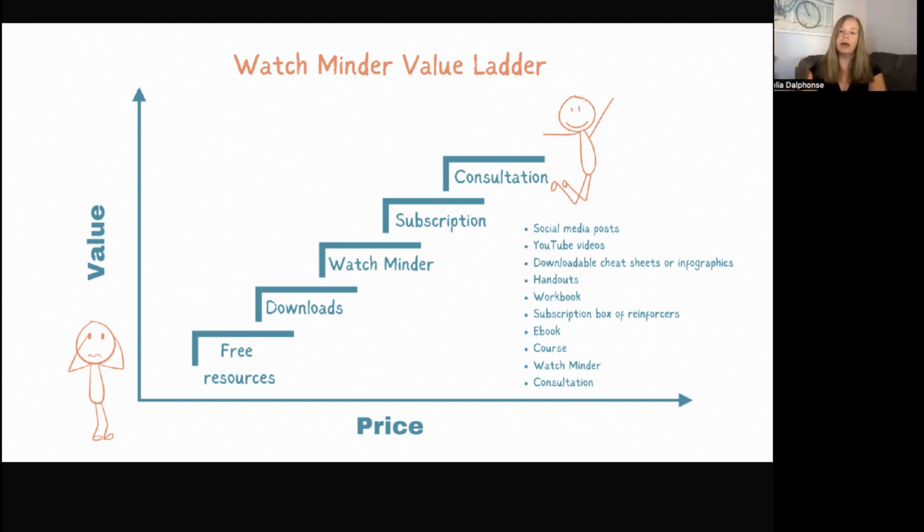So I hope you can see how creating the framework and the value ladder can help you really solve a problem for your ideal customer, making what you're providing so much more valuable than simply putting up a watch and calling it good.